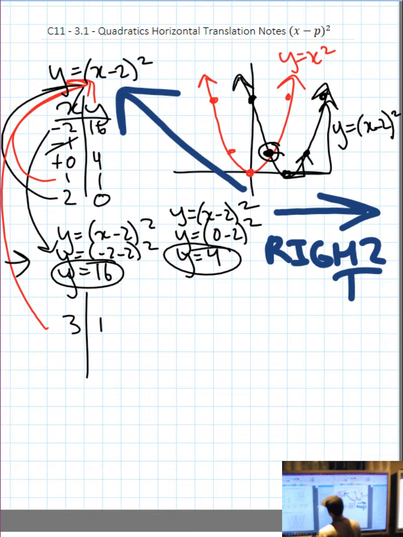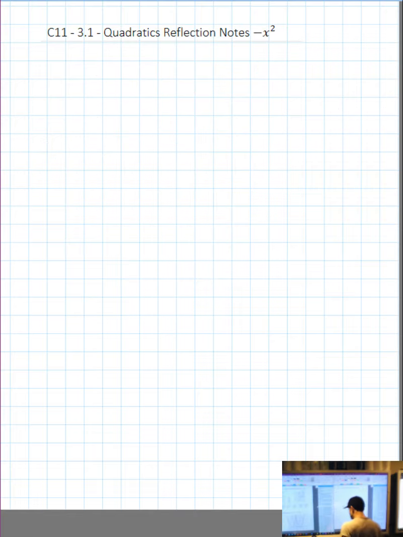So now I'm going to read an English sentence. Notice the graph of y equals x minus 2 all squared is the graph of y equals x squared shifted right 2. Notice we shift the graph opposite of the general form, x minus p all squared. The opposite. So we've seen up and down, right, and we could have seen left. We're now going to flip it over.